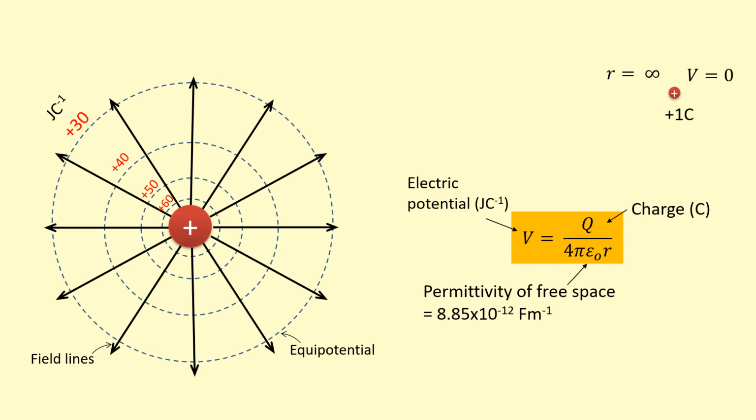In the denominator, 4 pi epsilon naught, here 4 pi are constants, and epsilon naught is the permittivity of free space, which you can find in your data sheets. And r is the distance from the center of the charge to the point that you're trying to find the electric potential at. Now, if you had a negative charge in the center, then you'd have a negative electric potential, and this equation would give you that negative electric potential.